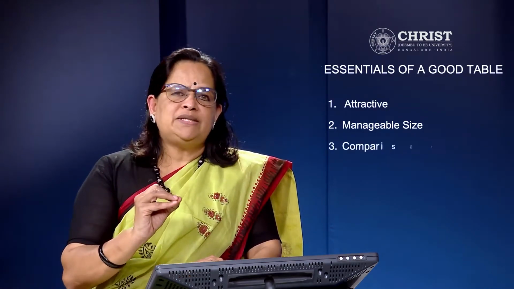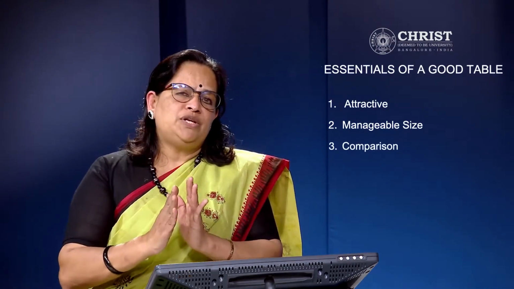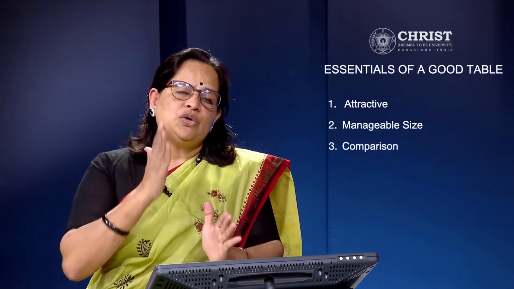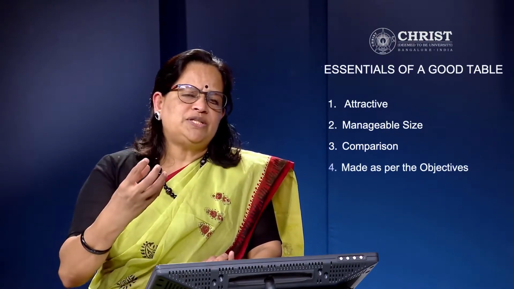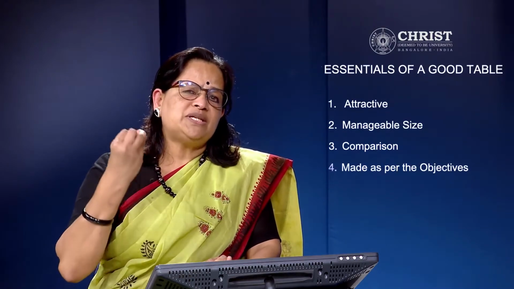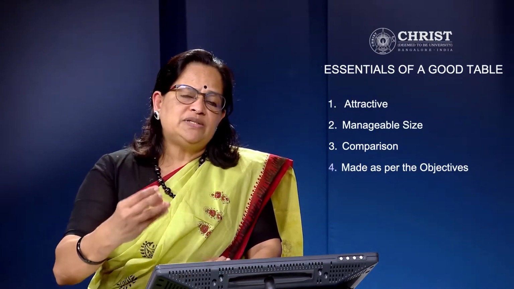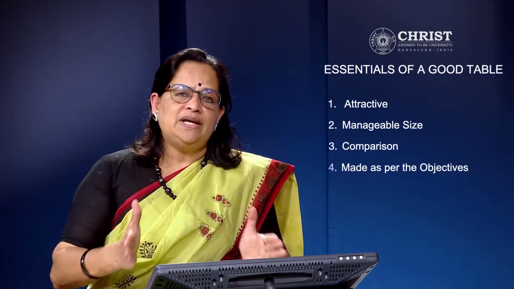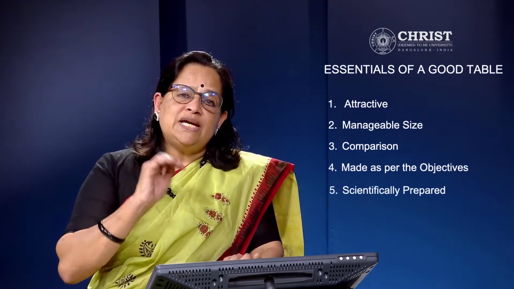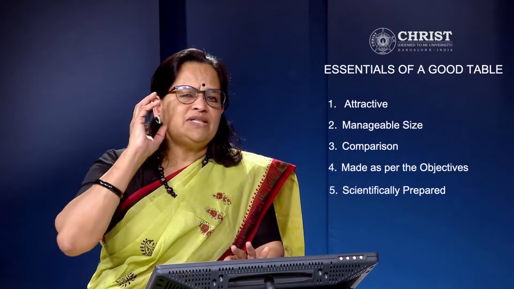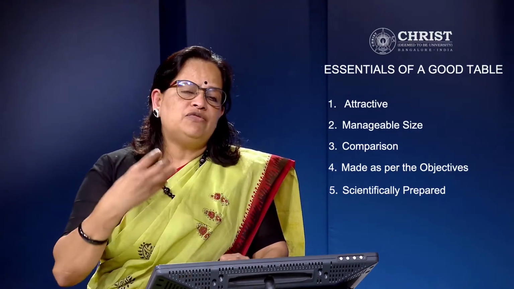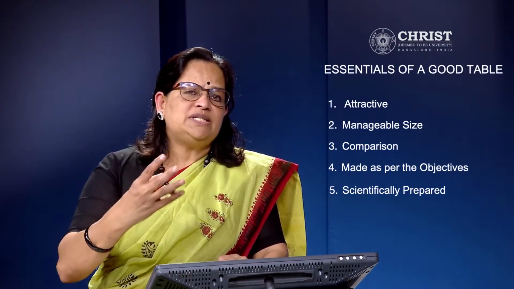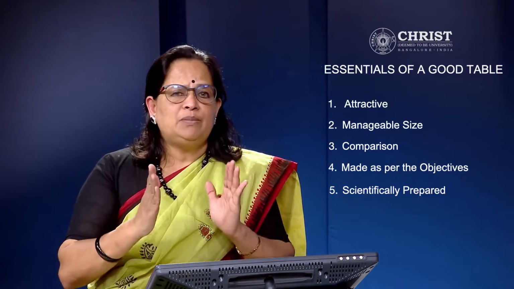Third point is comparison. You are able to compare the information, such as industry-wise average or performance of different companies. Then fourth is made as per the objectives. I told you objectives will always be mentioned as the title of the table, so objectives should be achieved by presenting the data in the table. Fifth is scientifically prepared. We have to use some common sense when preparing the table. That's very important. There are no hard and fast rules, but we use our common sense in preparing and presenting the data in the proper form.